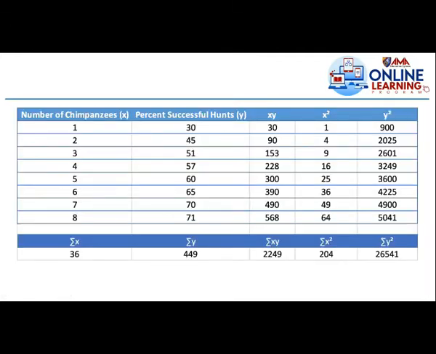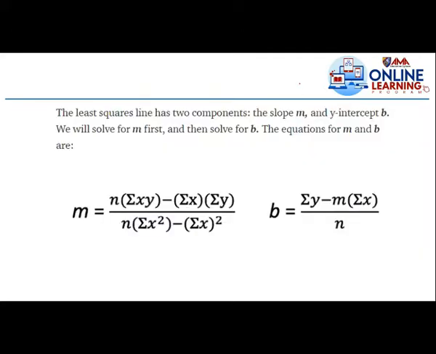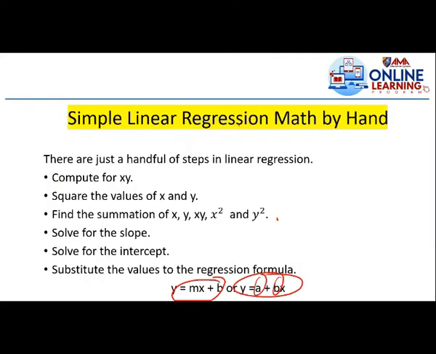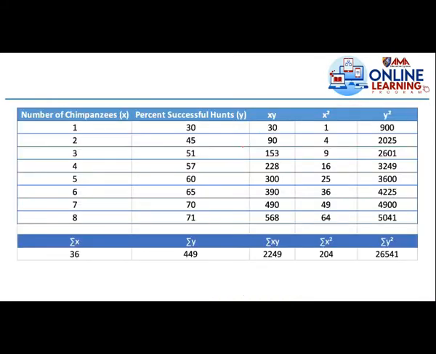Now, let's have this. There is a number of chimpanzees with a corresponding number of successful hunts. All we need to do is figure out the regression line formula or equation, the simple linear regression equation. So what will it be? Our x is the number of chimpanzees, while y is the percentage of successful hunts.